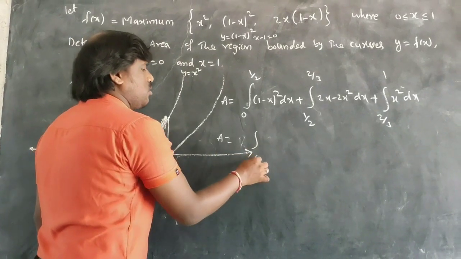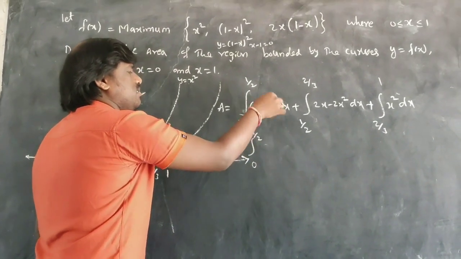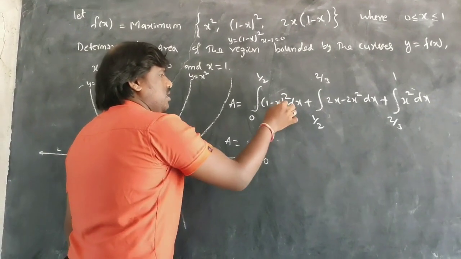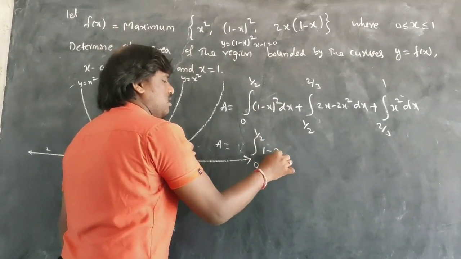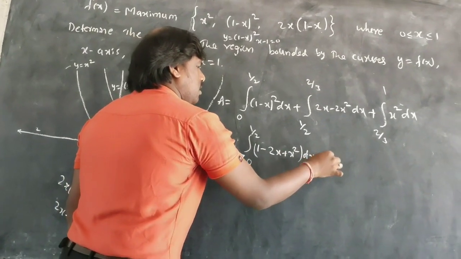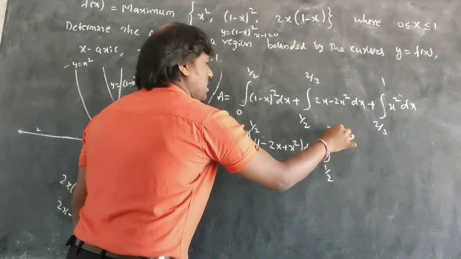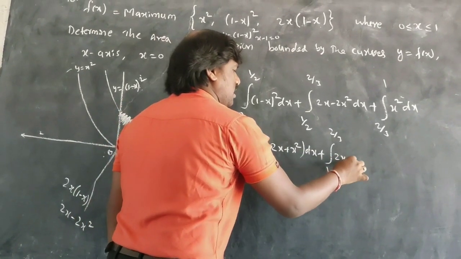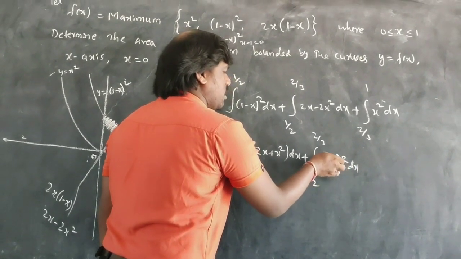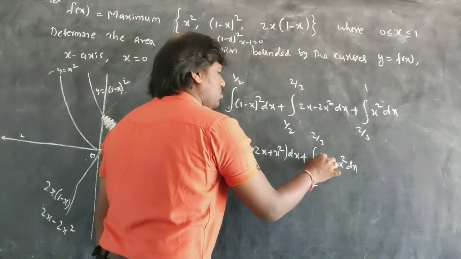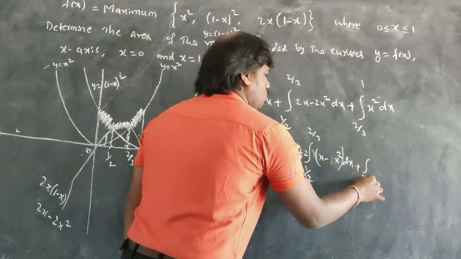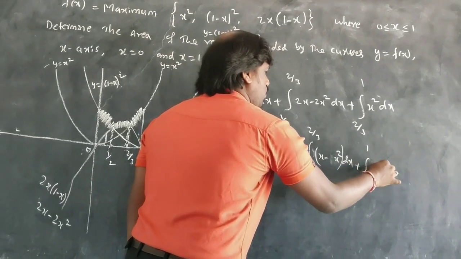Area is equal to integration 0 to half, and I can use the (a minus b) whole square formula. Here I will get 1 minus 2x plus x square dx, plus from half to 2 by 3, 2x minus 2x square dx. I can take 2 common, so I will take 2 out. And plus integration 2 by 3 to 1 of x square dx.